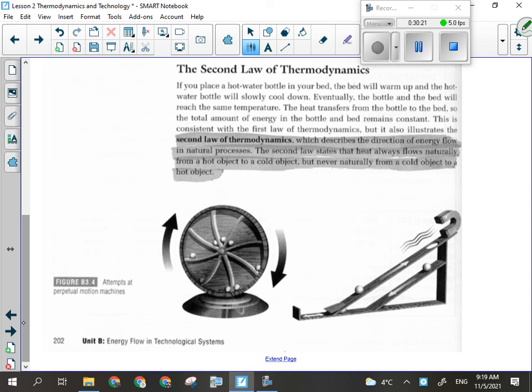It won't work, because every time a ball moves, there's sound, which is a loss of energy to the surroundings. And so it'll eventually quit.